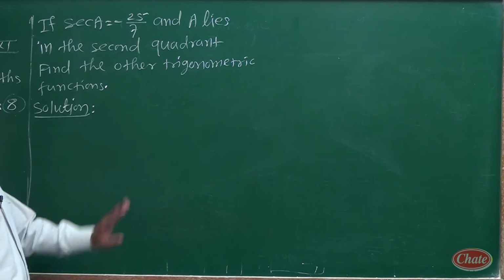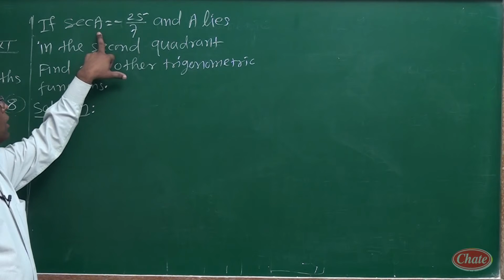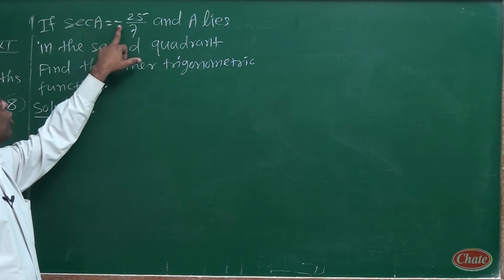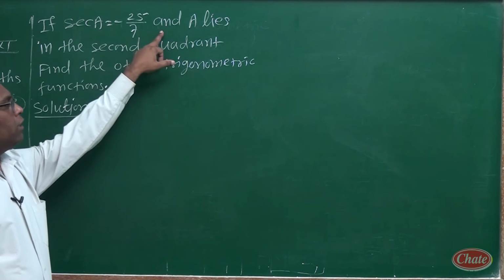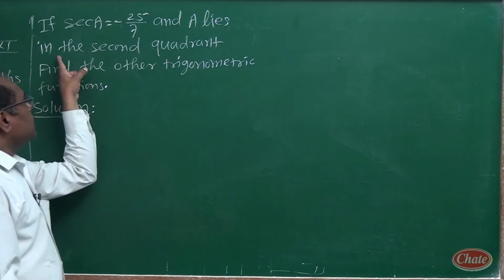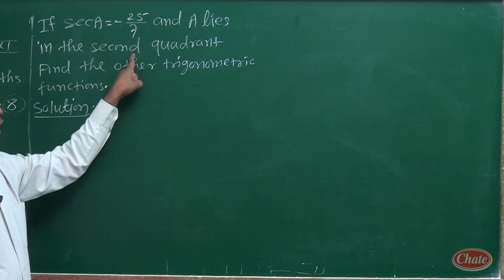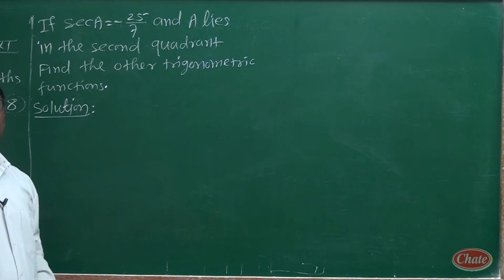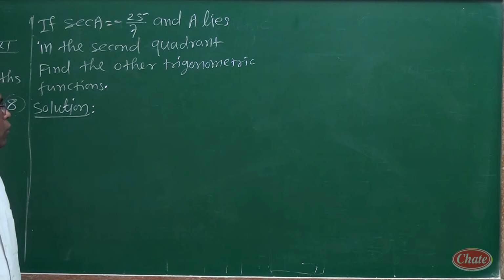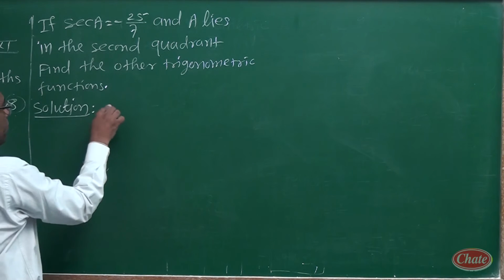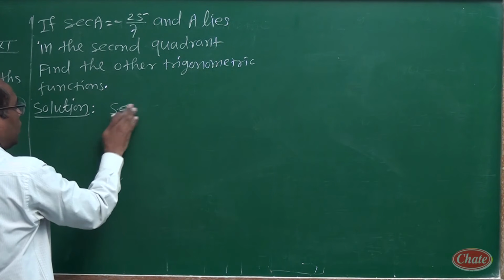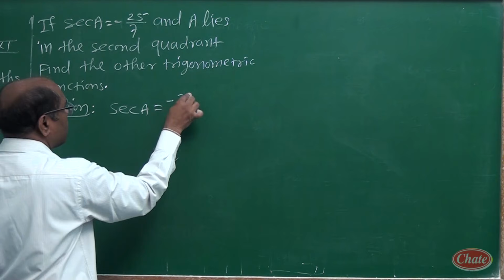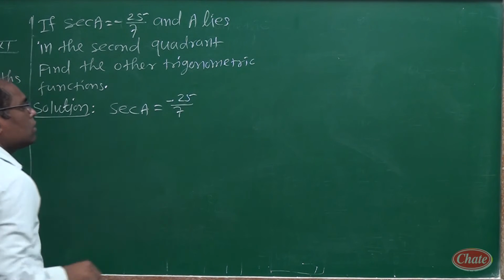Okay, the next sum is: if sec A is equal to minus 25 by 7, and the angle A lies in the second quadrant, find the other trigonometric functions. We have to find out the other trigonometric functions. We are given sec A is equal to minus 25 upon 7.